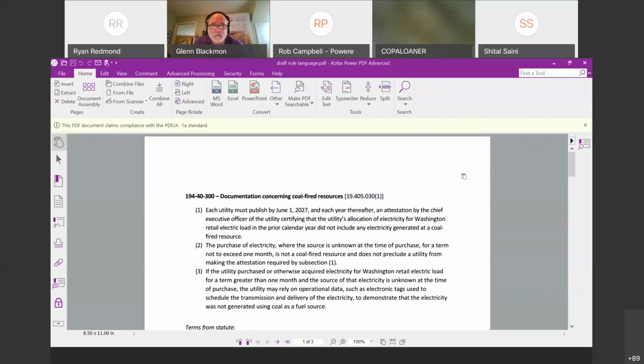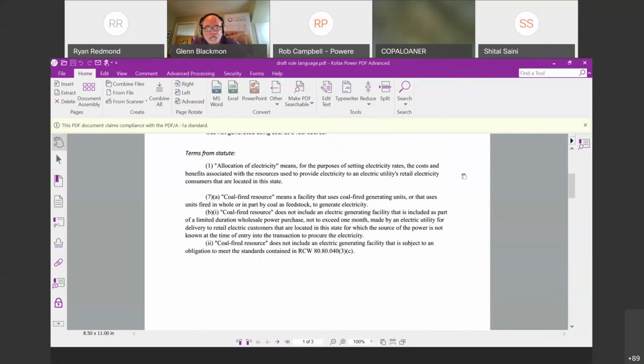And what I wanted to do was provide some context for this by starting with the language in the statute that we're working with. And so the immediate context in the statute is RCW 19.405.030, which says that after 2025, utilities can no longer include coal-fired resources in their allocation of electricity for Washington retail load. But the key part of that is actually in the definitions. So I've got the definitions here for our reference. And one of those definitions is allocation of electricity.